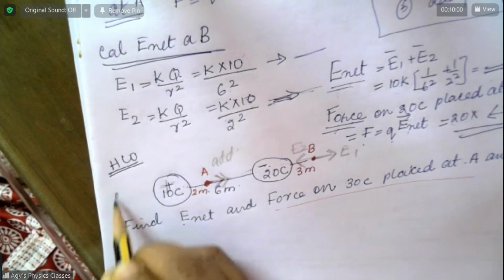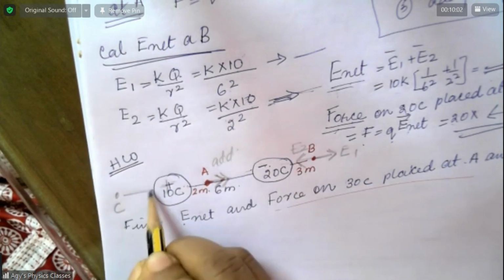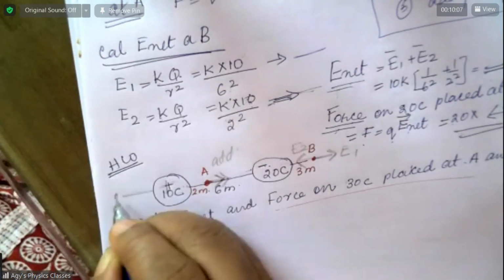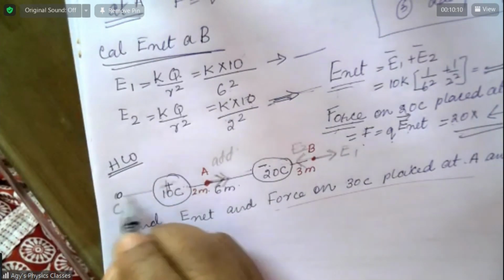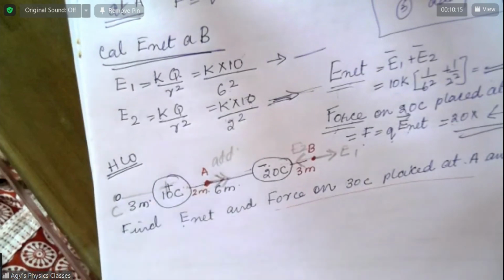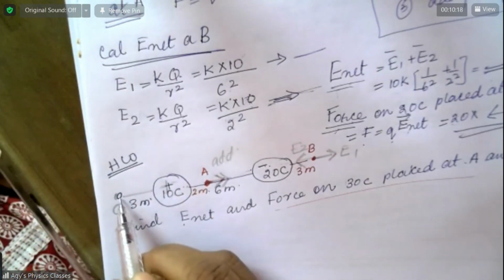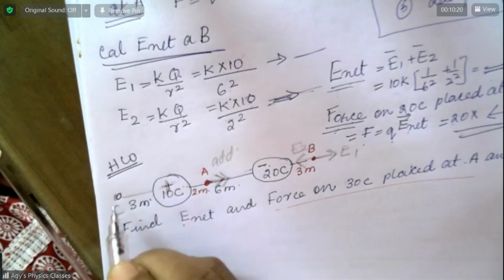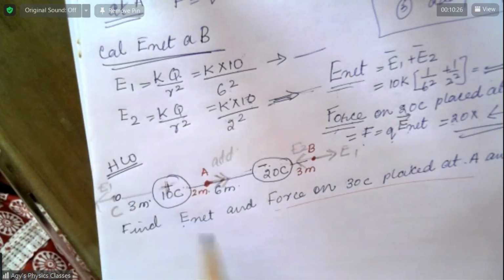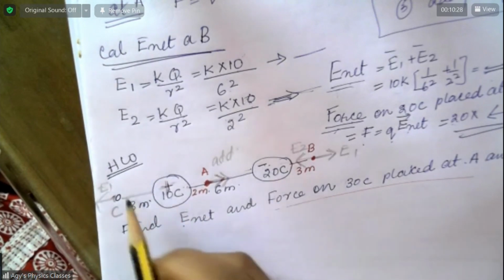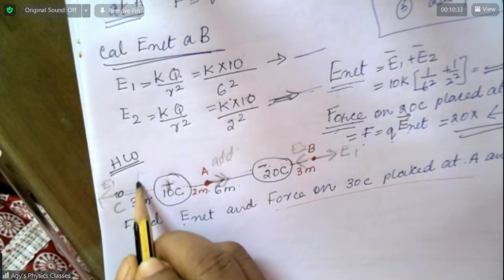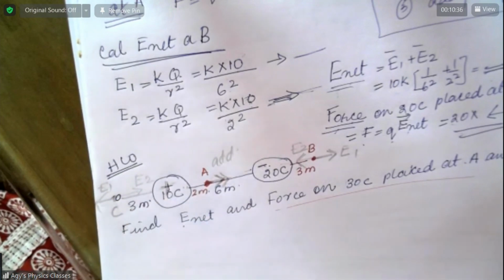Similarly, if I take a point here, C, this is also 3 meters. You have got a lot of time. You work out at C also. At 3 meters, then you will know the difference. Here again, what is the direction? Due to this positive, it will be away, E1. Due to this one, it will be this way. Here also, you subtract.